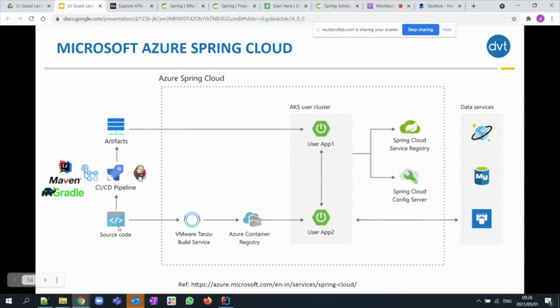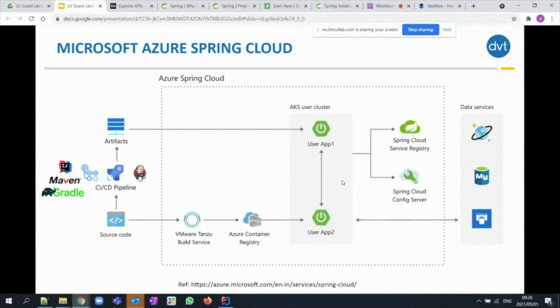Or, from the source code, you can create a source-to-image container image, and then store it into Azure's container registry, and then provision that particular artifact from that registry and spawn it up into a Spring Boot application, like a microservice over here. In the background, you can leverage the same service registry and Spring Cloud Config Server to interact with. And then you can have a variety of databases that you have provisioned so that your microservices can work with them.